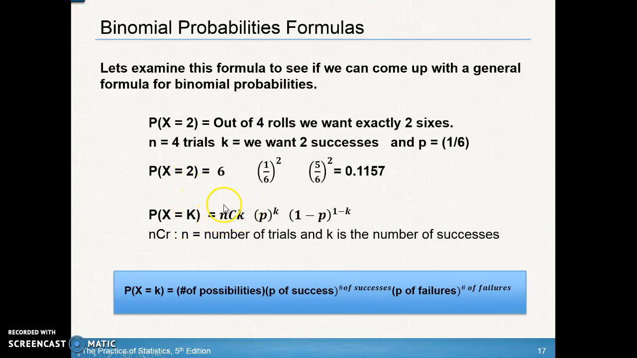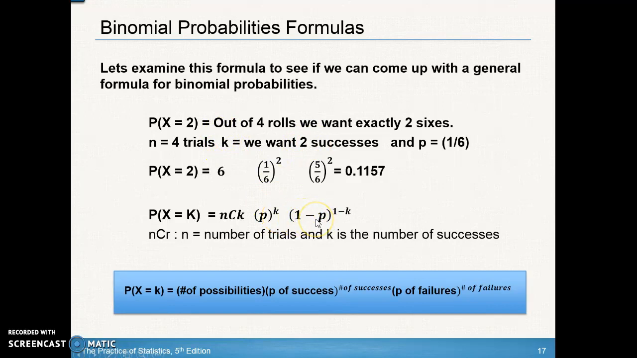Now, if you remember this from our previous unit, this is our combination formula, nCk. So what does that mean? n is the number of trials that we have. The combination gives us all of the possibilities that this can occur with 2 successes. The p to the k is saying, what are the successes? 1 out of 6, and we want 2 of them, because remember k is our successes, we want 2 successes.